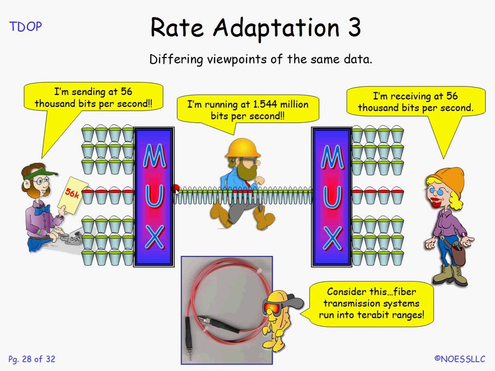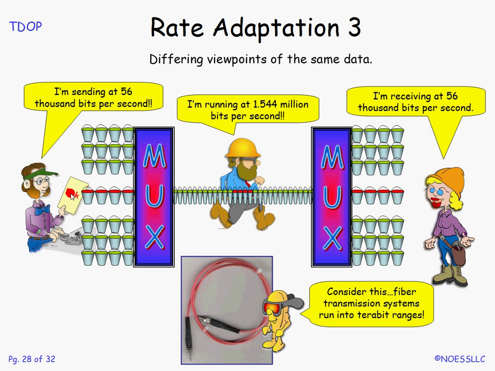But out here, the streams, the buckets, are running at 1.544 million bits per second. So his little wimpy stream is occupying just a teeny tiny little bit of that 1.544 million bits. Over here, she's seeing those bits coming out at 56,000 bits per second because he's sending them at 56. She's receiving them at 56. But over here, they're running at this higher rate. Are they physically moving any faster here than they were over here? No, they're not.